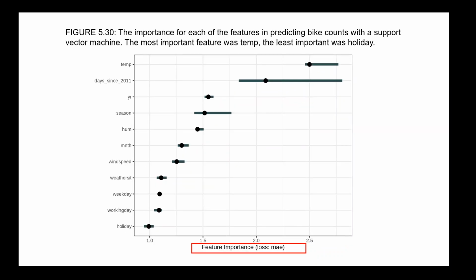The second example is for a support vector machine model used to predict bike counts. The loss function used is the mean absolute error. The most important features, as we already saw in previous sections, are temperature and the days since 2011. In this example, the smallest number of a feature importance is 1, which is easy to interpret.